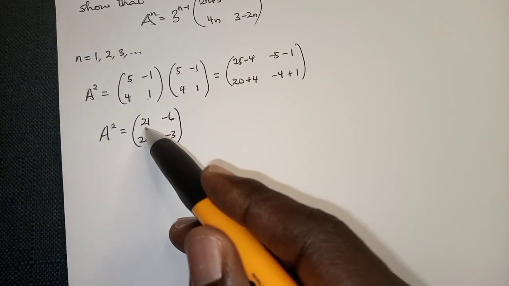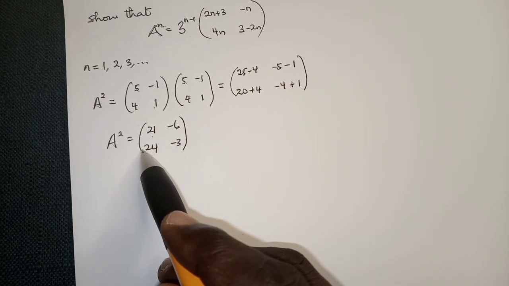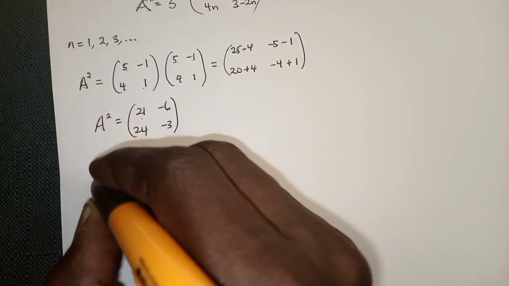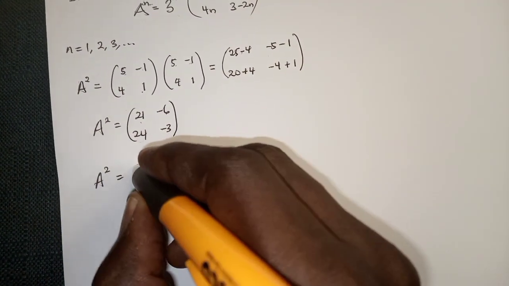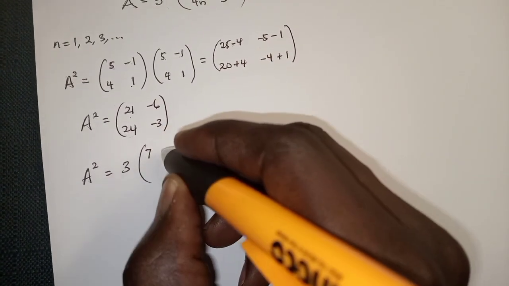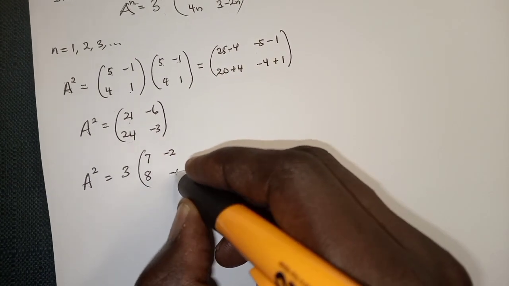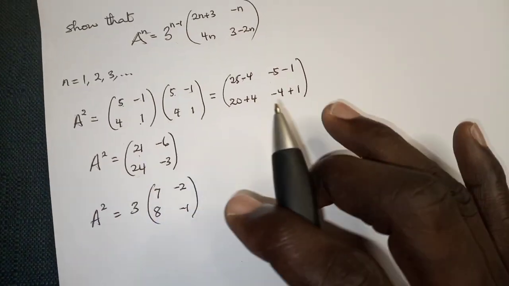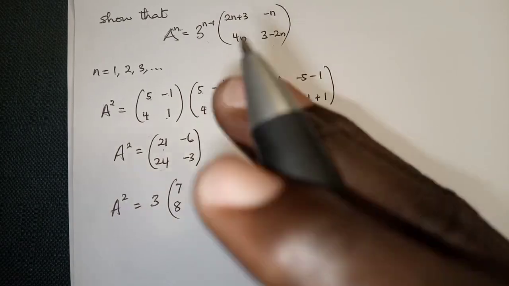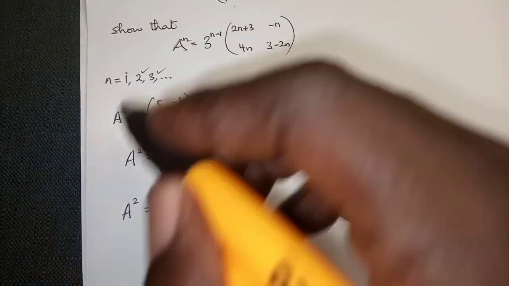Since there is a coefficient here, we try to find a common factor among all these entries, and the common factor obviously is 3. So A exponent 2 will be equal to 3, bracket open, 7, negative 2, 8, negative 1. Is there any common factor again? Obviously no. We are done with 2, so we pick 3.